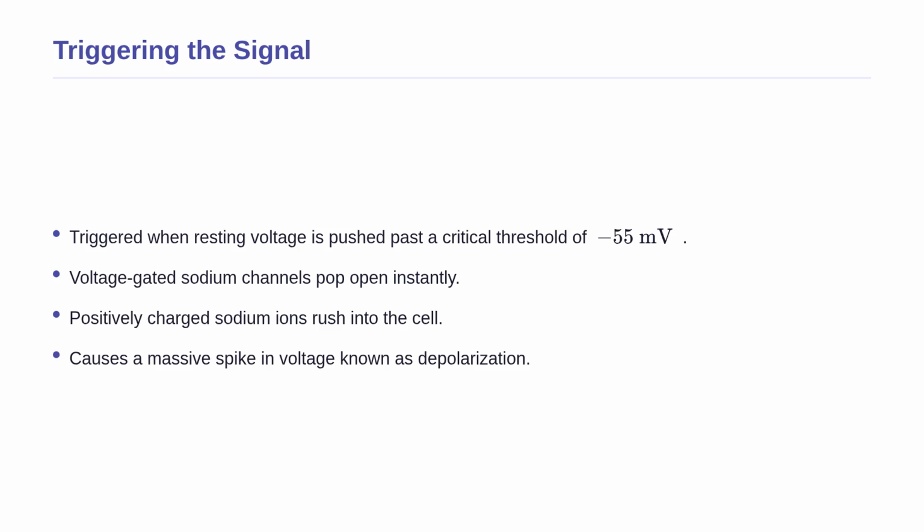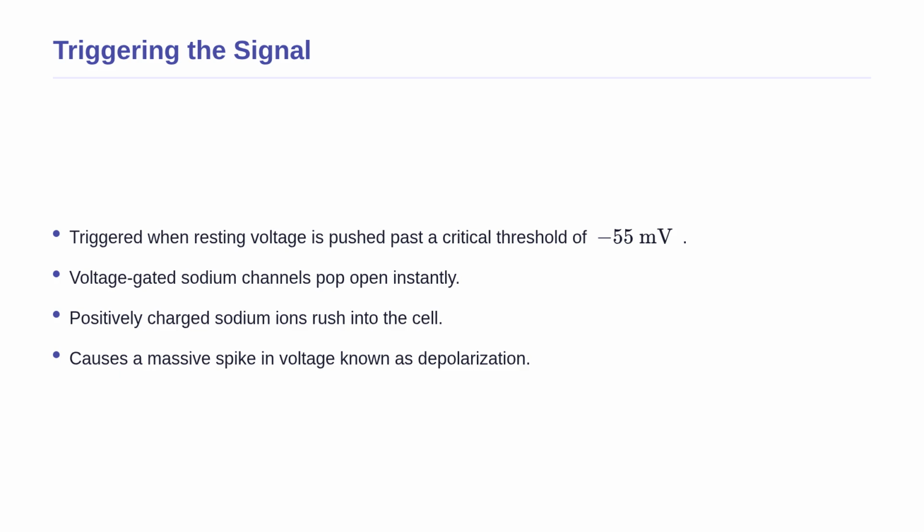So, how exactly does this explosive stadium wave begin? This event is triggered when the neuron's resting voltage is pushed past a critical threshold, usually around minus 55 millivolts. Once this specific threshold is crossed, special voltage-gated sodium channels in the membrane suddenly pop open. Because sodium is highly concentrated outside the cell, these positively charged sodium ions violently rush into the cell.